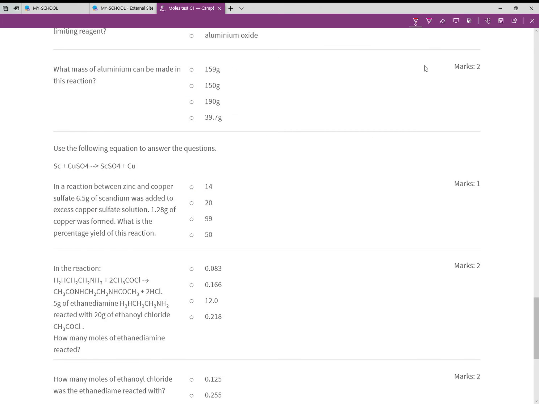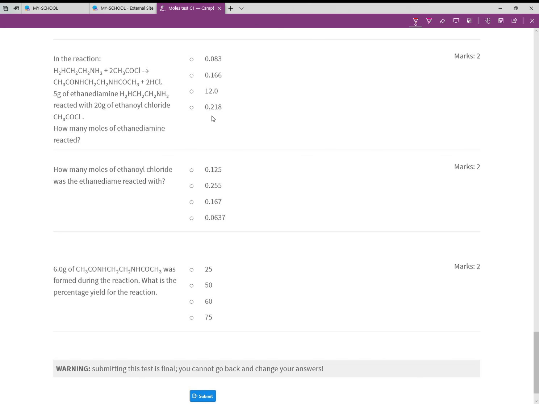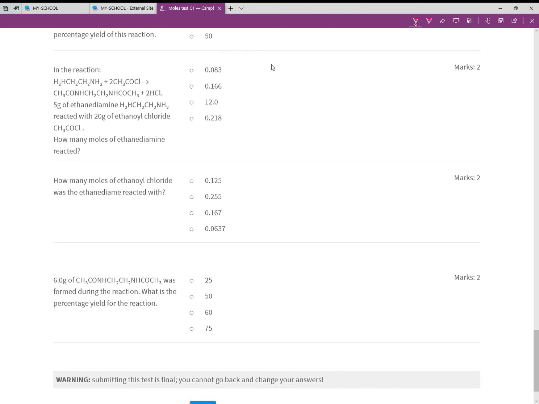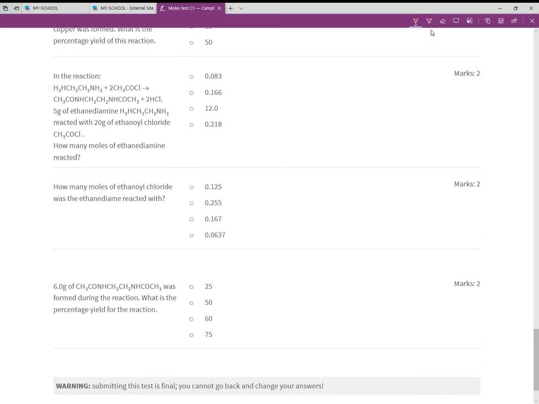Okay, so let's move on. In this reaction here, rather nasty looking one, I made this a little bit more of a challenge for you. In this reaction, we took 5 grams of ethane diamide, which is this compound here.